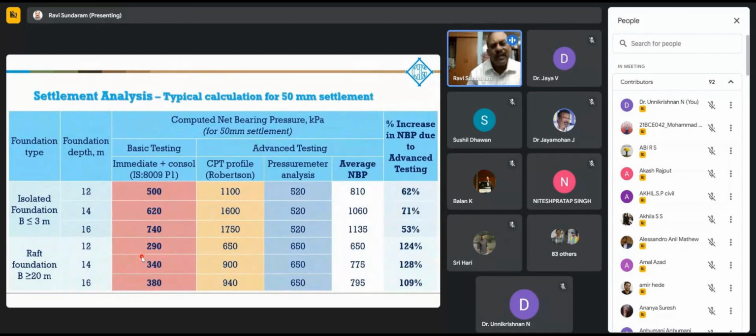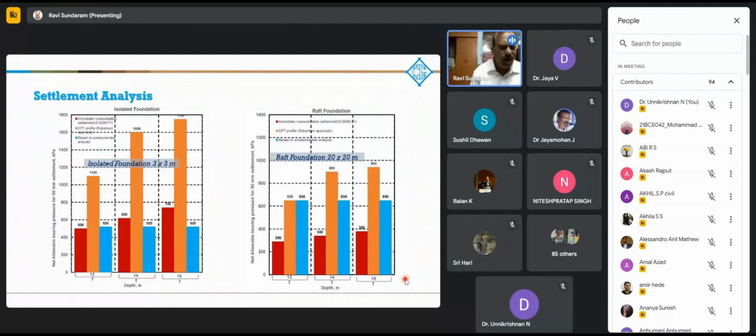Again, settlement analysis we did for 50 mm settlement, although you know that for raft higher settlements are permissible. And so this way if you are comparing, what you get is a 60 to more than 120% increase in the net bearing pressure for 50 mm settlement for using the advanced testing methods. So you can end up with quite higher values of net allowable bearing pressure from the settlement criteria also. So this is what you are getting from the advanced testing for the 3 meter by 3 meter size foundation and the 20 meter size raft.